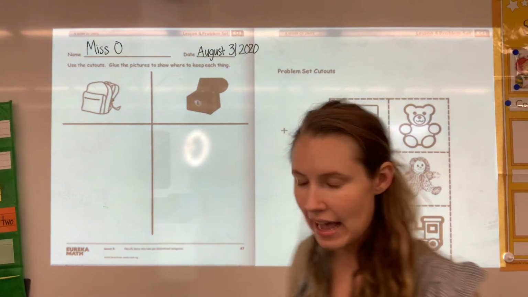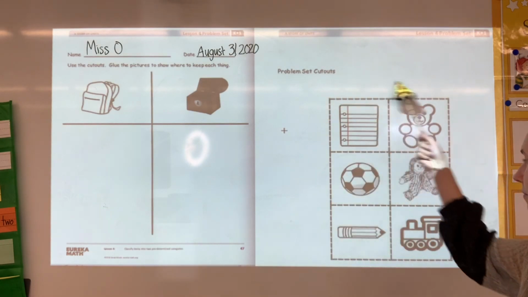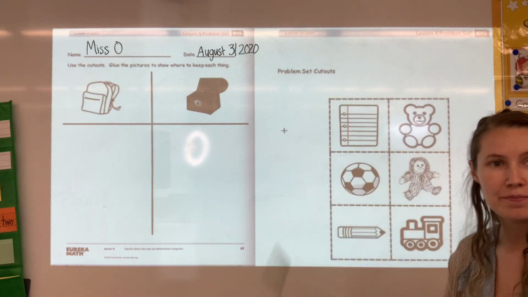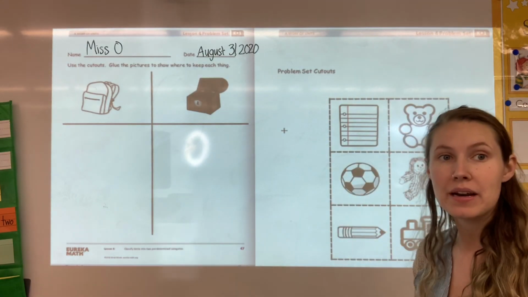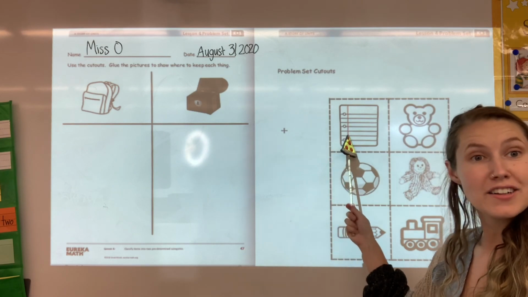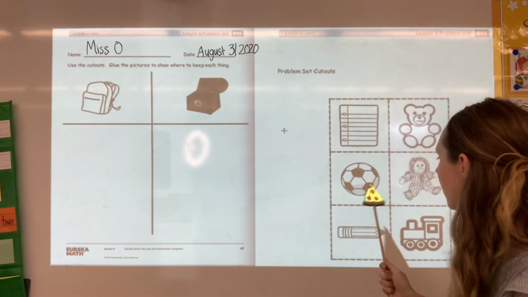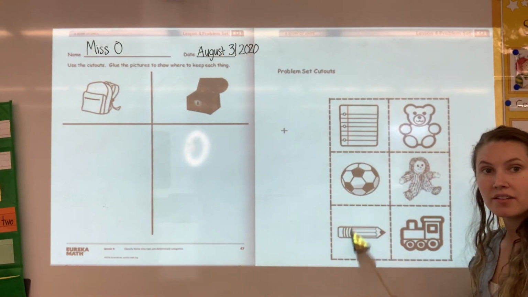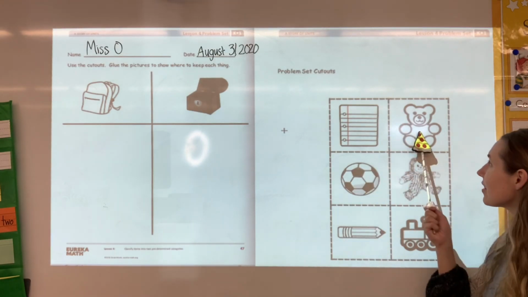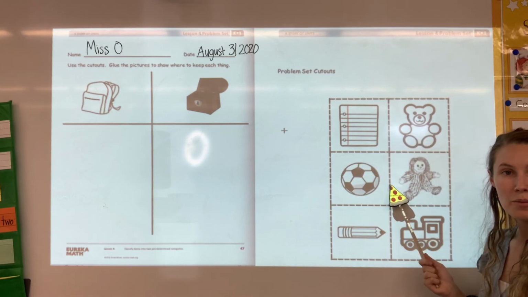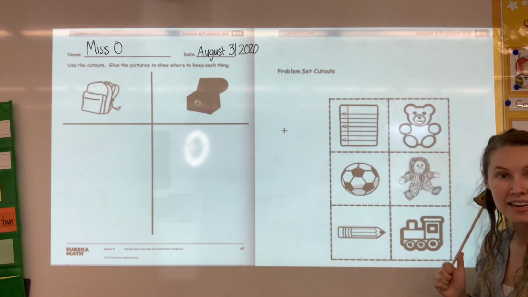I need to look at my items here. What do I have? Let's go through each one and talk about what it is. Let's start with our notebook paper. So we have some notebook paper. We have a soccer ball. We have a pencil. We have a teddy bear. We have a doll and a train.